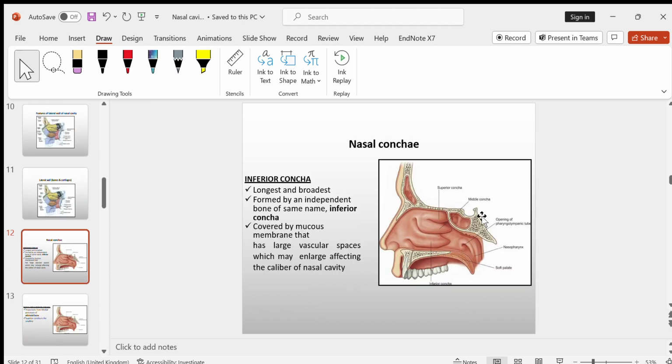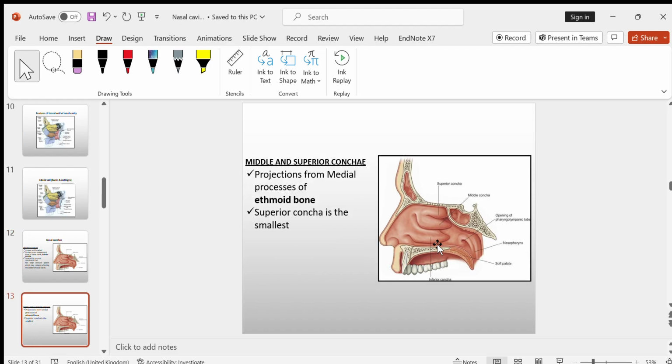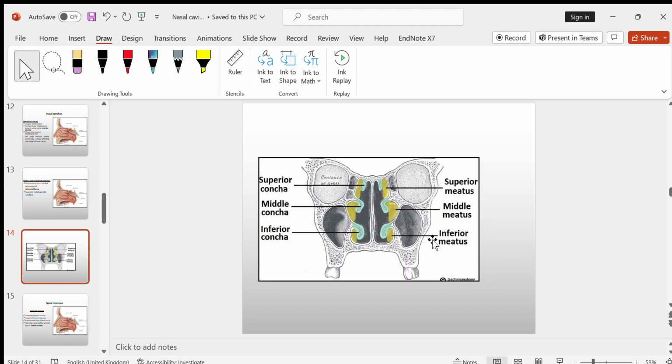Coming towards the inferior concha, this one is the inferior concha. This is the largest most of the three concha. It is an individual bone and it is covered by the mucous membrane. If we talk about the middle and the superior concha, they are parts of a single bone, that is the ethmoid bone. So middle concha and superior concha combined are parts of the ethmoid bone, and inferior concha is a separate bone.